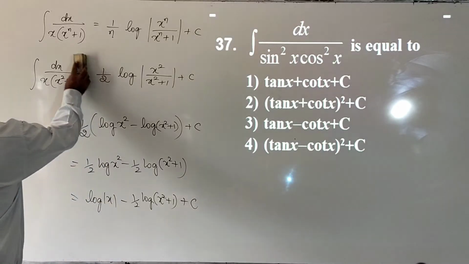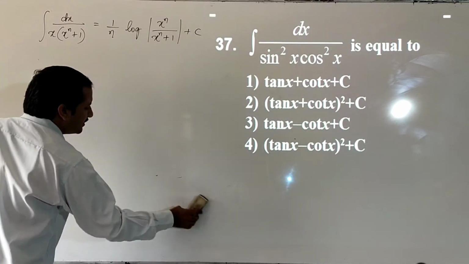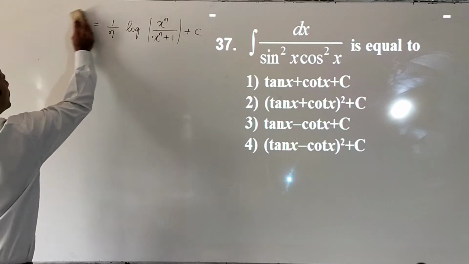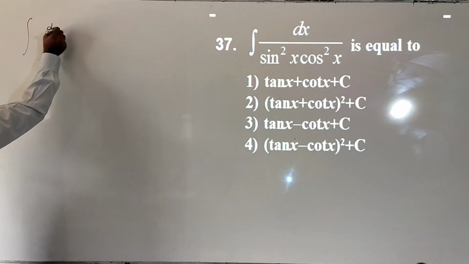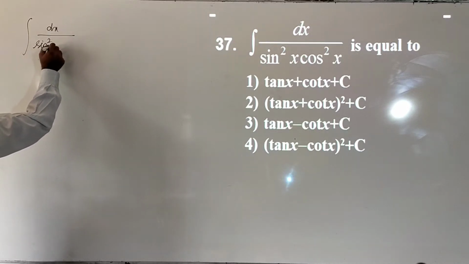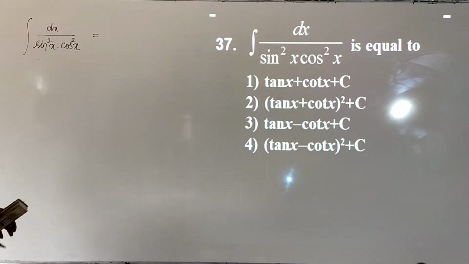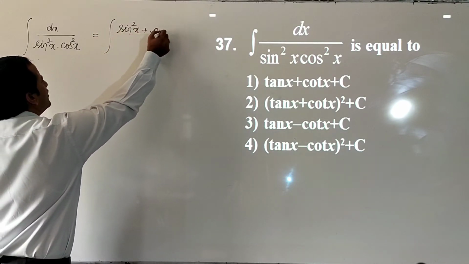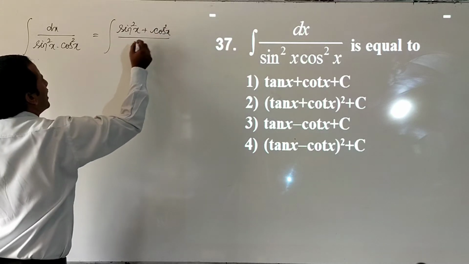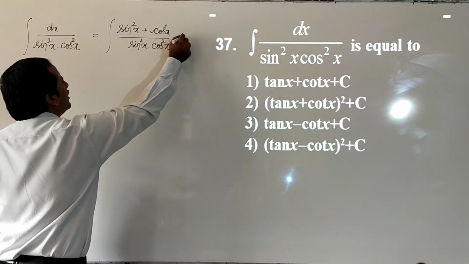37th question. Integral of dx by sin square x into cos square x. See, we have dx by sin square x into cos square x. In the numerator there is 1. You can write dx as 1 into dx. That 1 I will write as sin square x plus cos square x, divided by sin square x into cos square x into dx.